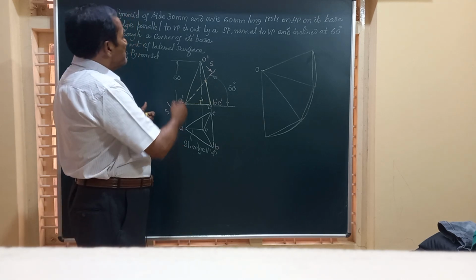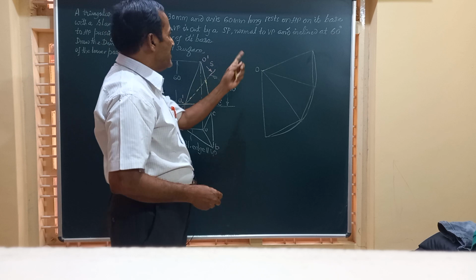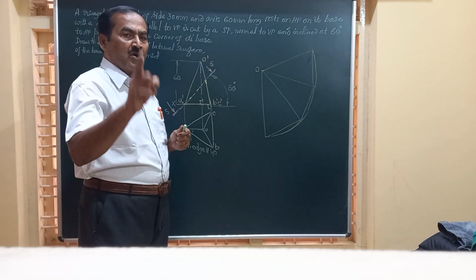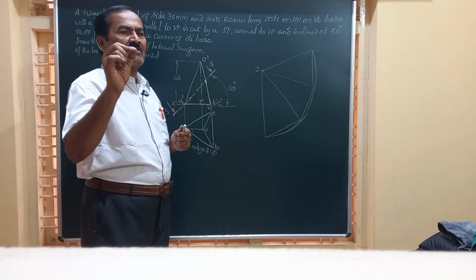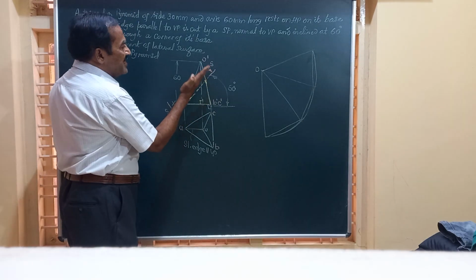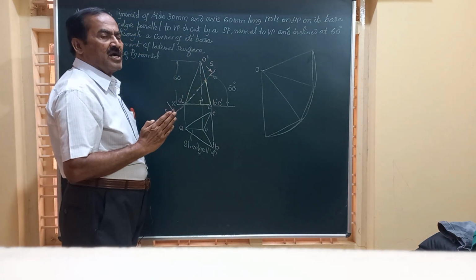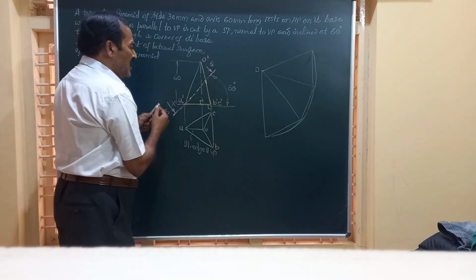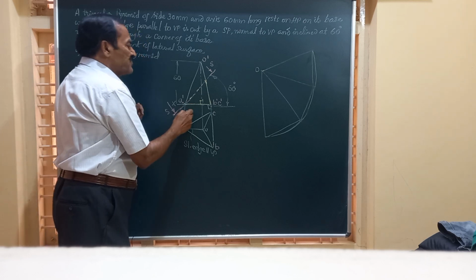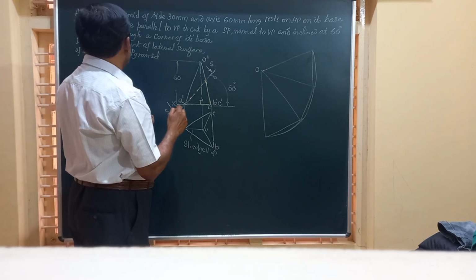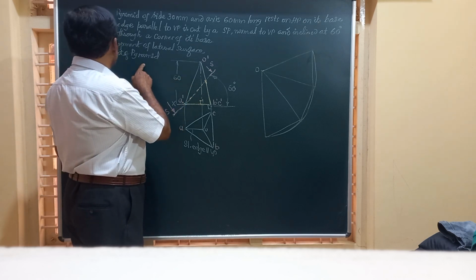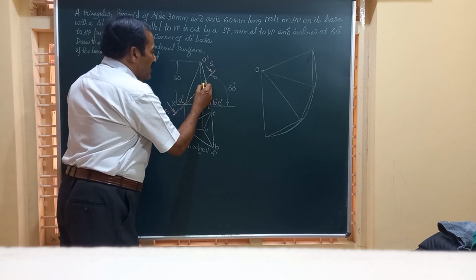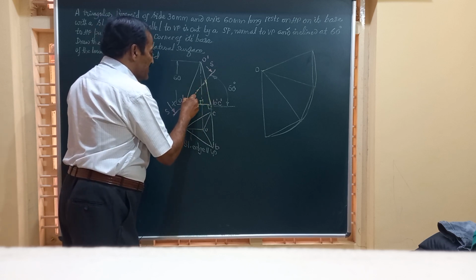And friends, now it is being cut by a section plane. SP is the section plane, normal to VP and inclined at 60 degrees to HP and passing through one of the corners of the base. So this section plane is perpendicular to VP and should be inclined at an angle of 60 degrees to HP and must pass through one of the base corners. Draw the development of the lateral surface of the lower part of the pyramid. So for this part, we need to draw the development of the solid completely.